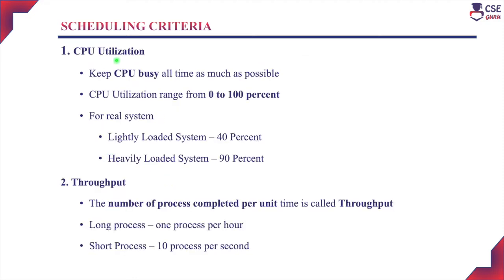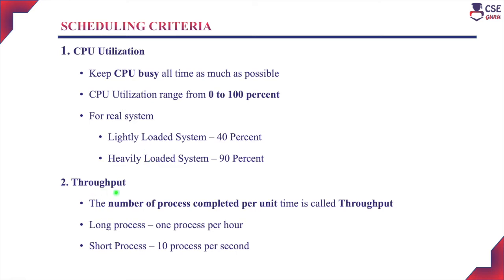So first is CPU utilization. The main aim of the operating system is, however possible, keep the CPU busy all the time. That is, it has to execute more number of processes in less time so that it will increase the efficiency of the computer. So CPU utilization will range from 0 to 100%. For a real-time system, if it is a lightly loaded system, the CPU utilization will be 40%. And if it is a heavily loaded system, CPU utilization will be 90%. So the heavily loaded system will have a higher utilization compared to the lightly loaded system.